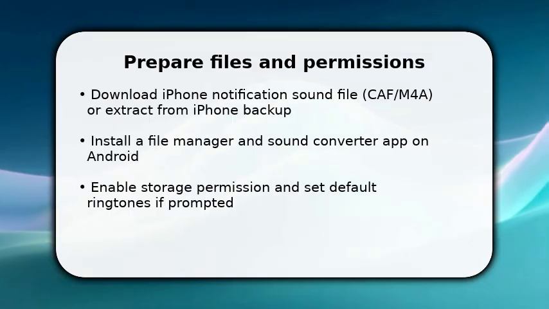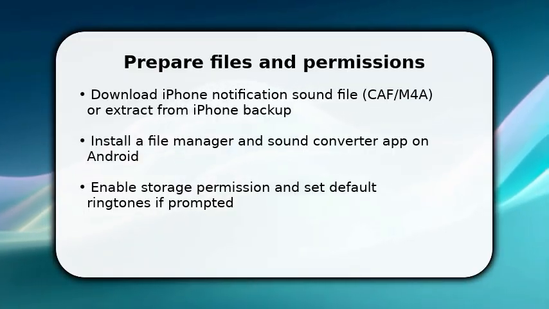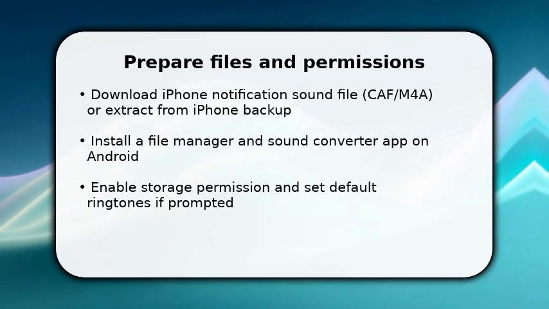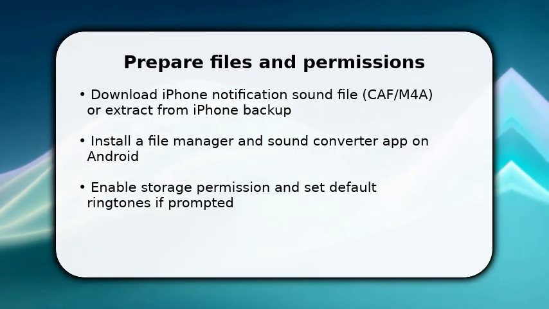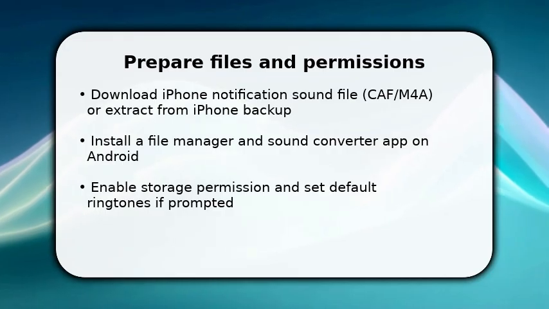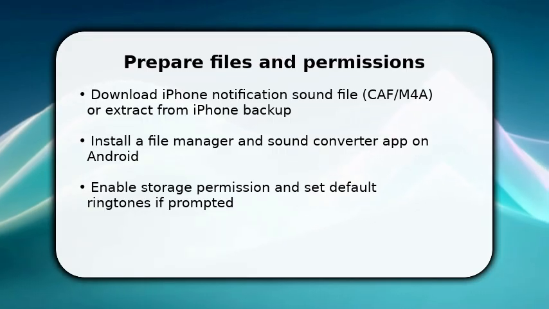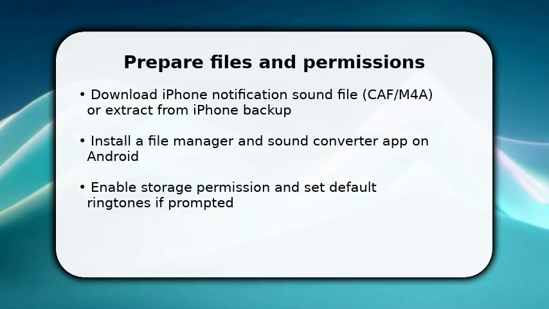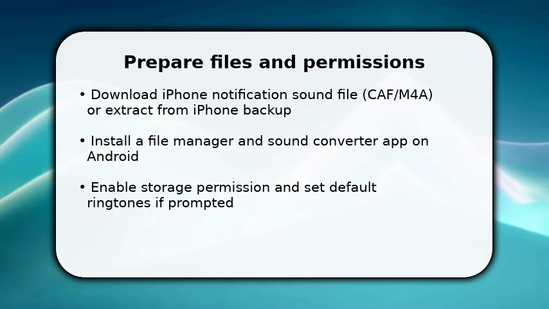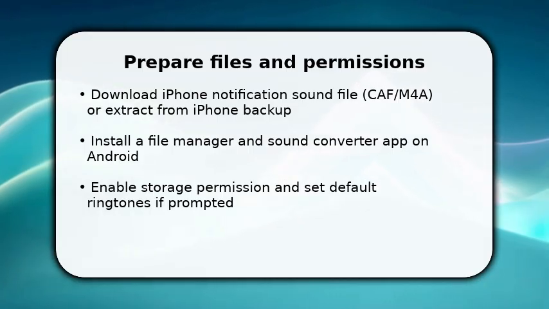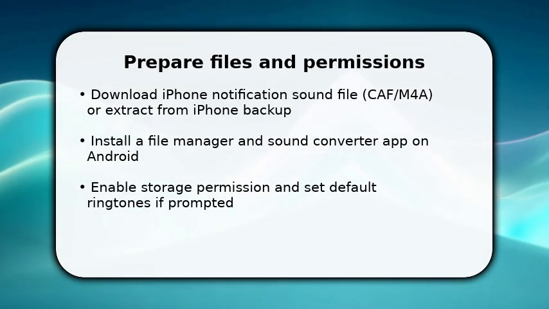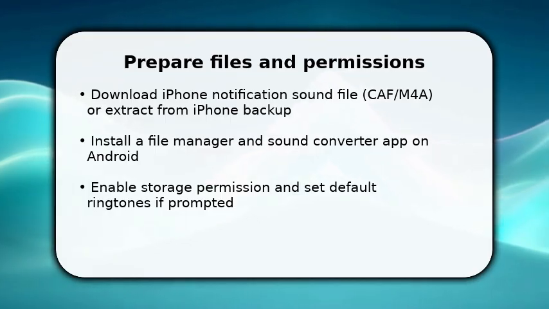You start by getting the iPhone sound file and the tools you need. First, obtain the CAF or M4A file from an iPhone backup or ask someone to export it. Then install a trusted file manager plus an audio converter on your Android. Once done, grant storage and media permissions so apps can read and write sound files. You're preparing the exact asset and allowing Android to access it. This prevents permission errors when you move and assign the tone.